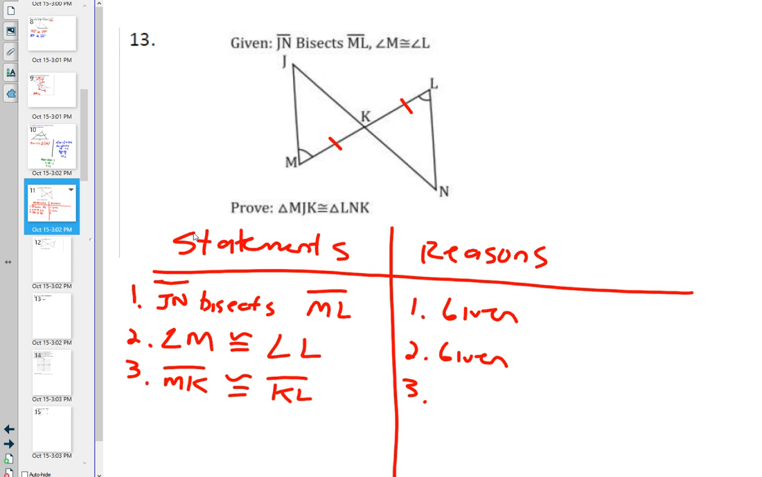I haven't gotten to the triangle part yet. What allowed me to make this statement? Definition of bisector. Good. Definition of a bisector. What would be the last statement I would need before I can prove the congruency? Vertical angles. Yes, you're right. We do have vertical angles, but that is a reason.